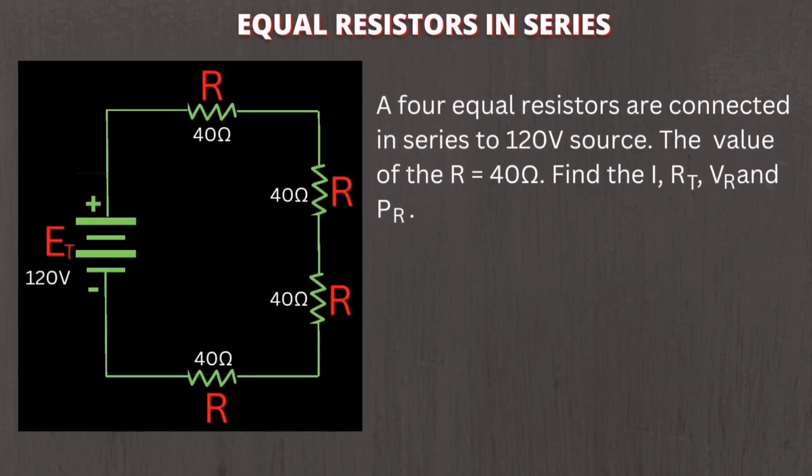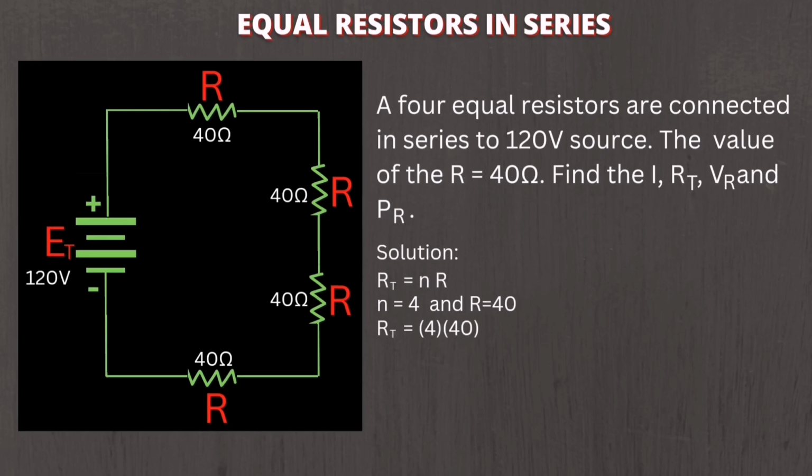First, you have to compute for the R total or total resistance. So the solution, guys: R total is equal to N multiplied by R, where N is equal to 4 and R is equal to 40 ohms. So R total is equal to 4 times 40 ohms. So the answer, guys, R total is equal to 160 ohms.